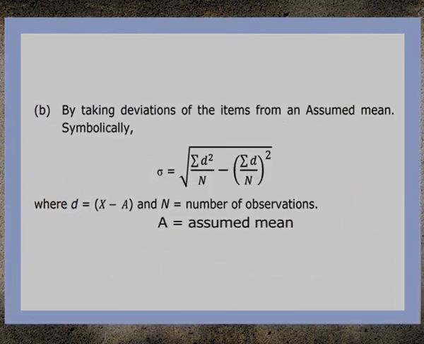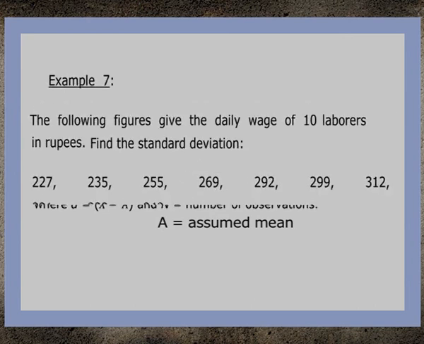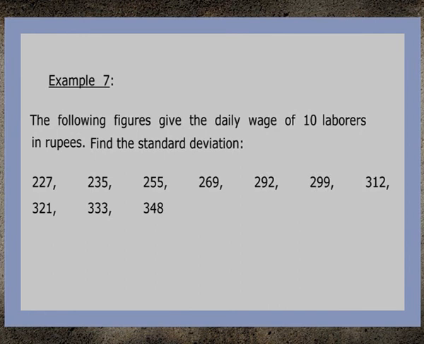The second method is by taking the deviations of the items from an assumed mean. Symbolically, sigma is equal to the square root of sigma d squared divided by n minus sigma d divided by n, the whole squared, where d is equal to capital X minus A, A is the assumed mean, and capital N is the number of observations. So let's see an example here.